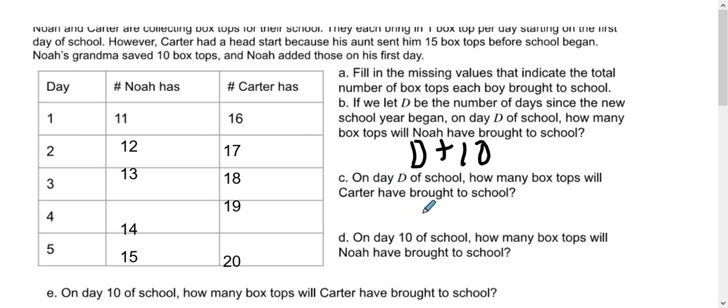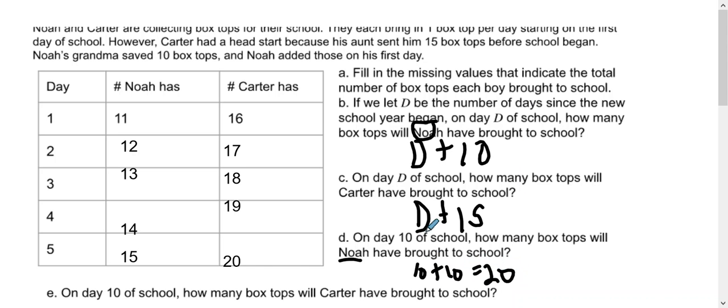And then for Carter, it's going to be C. It says to use D again, which is kind of confusing because you're going to get confused on which one it is, but it's D plus 15. And then it says, how many did Noah bring on day 10? So you look for Noah's, and up here is Noah. So you will go 10 plus 10, and that's going to be 20.